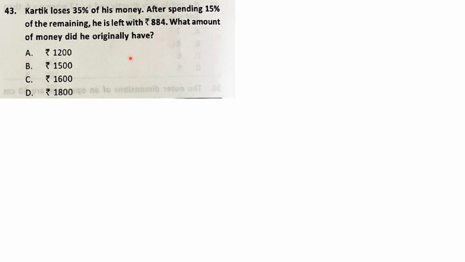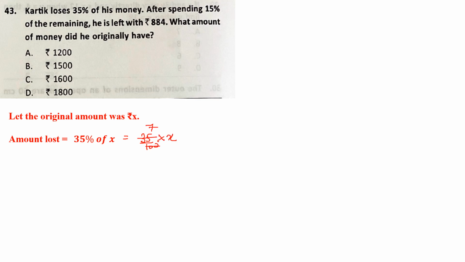So whatever amount he was having originally, the first statement says that 35% of that amount he lost. So let the original amount be x. The amount lost will be 35% of x. Let's calculate 35% of x. 35% means 35 by 100 into x. If I reduce it, 5 sevens are 35, 5 twenties are 100, so it will be 7x by 20.